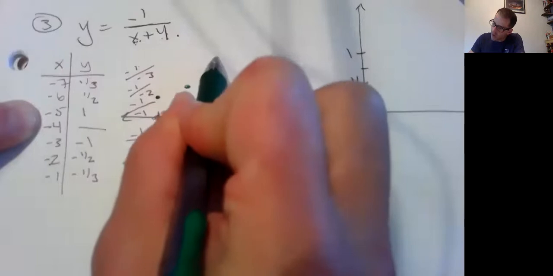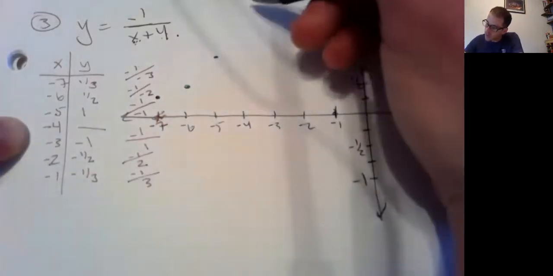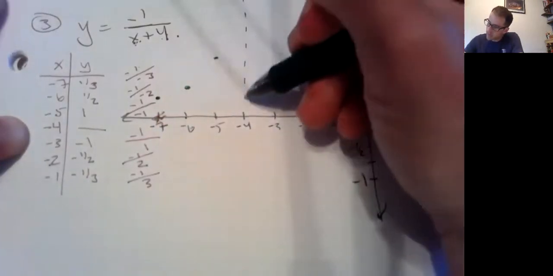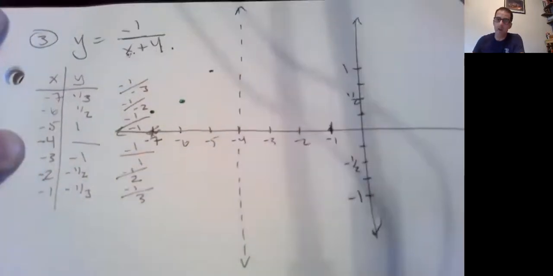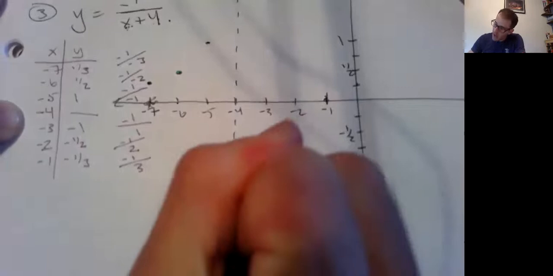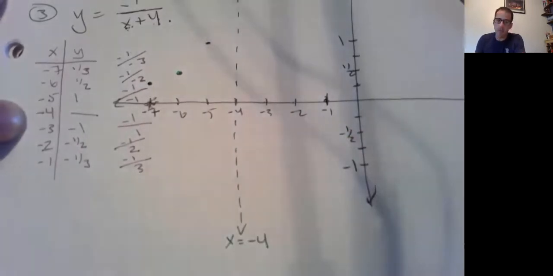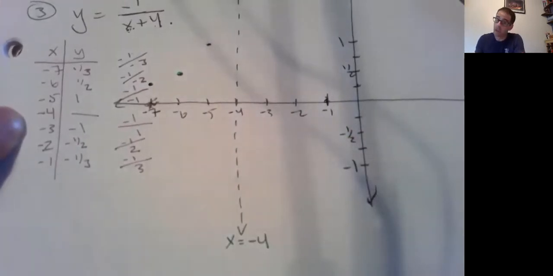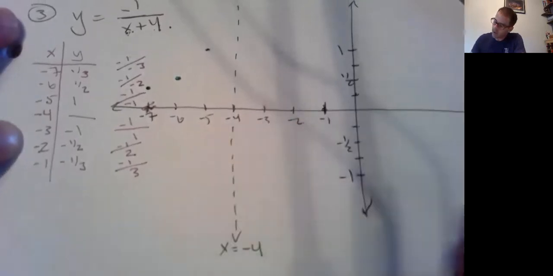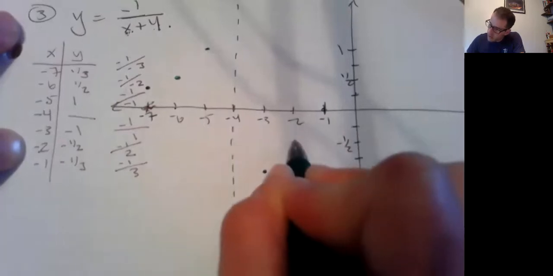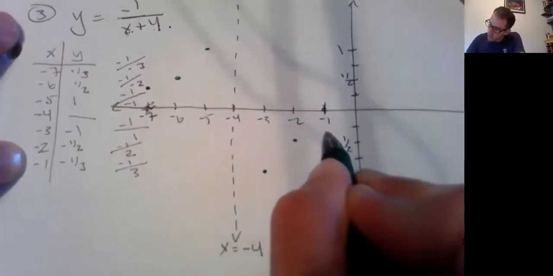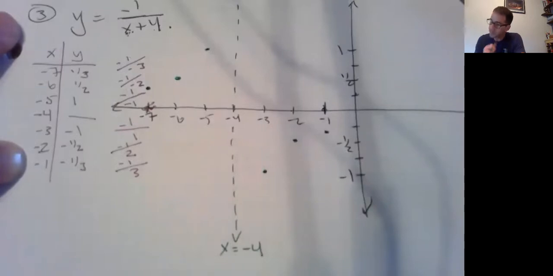-1, comma 1. -4, here's where we get nice and neat. -4 does not exist. There's our dashed line, arrow at the top, arrow at the bottom. X equals -4 down here. Always label it. I need you to label it because I need to know that you know. -3, -1, -2, -1/2, and -1, -1/3.